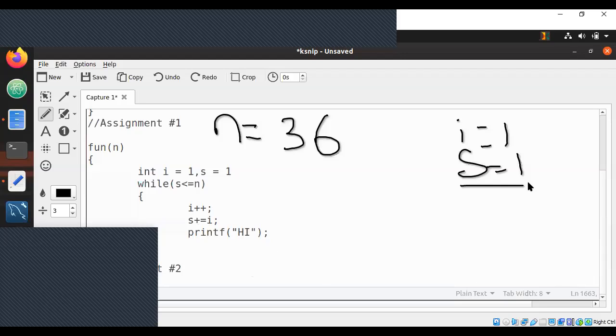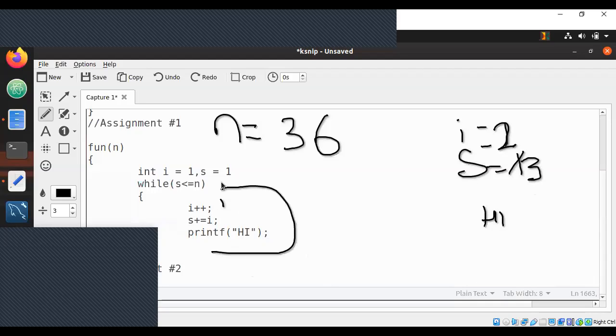Now, in this case, i gets increased by 1 and s equals s plus i. So i gets increased to 2, s is equal to s plus i. 1 plus 2, s is going to become 3. So s becomes 3, and you're printing hi once. So hi is printed once. Just this is executed once.